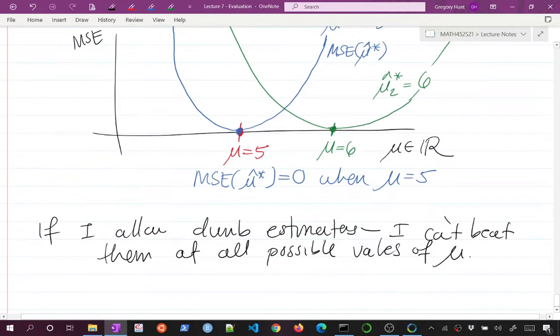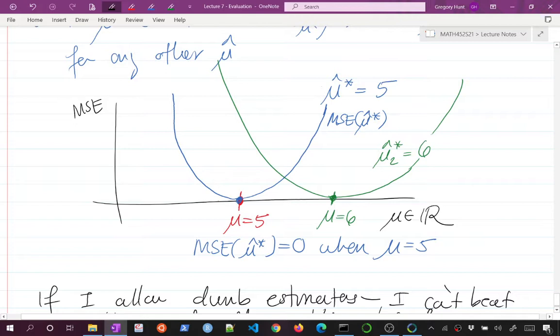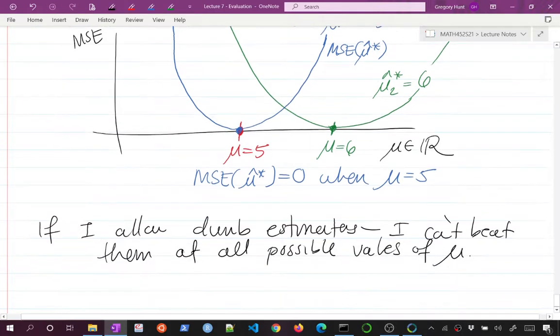Ultimately, what I want is an estimator that doesn't just work well for one particular unknown value of mu. It works well generally, because I don't know mu, and so I want it to generally work well, right? So ultimately, I want some estimator that generally has a low MSE. If I allow really dumb estimators, it's going to be impossible to beat every possible dumb estimator at every possible mu, because I can always come up with a dumb estimator that has an MSE of 0 at a particular point, in this kind of silly way.